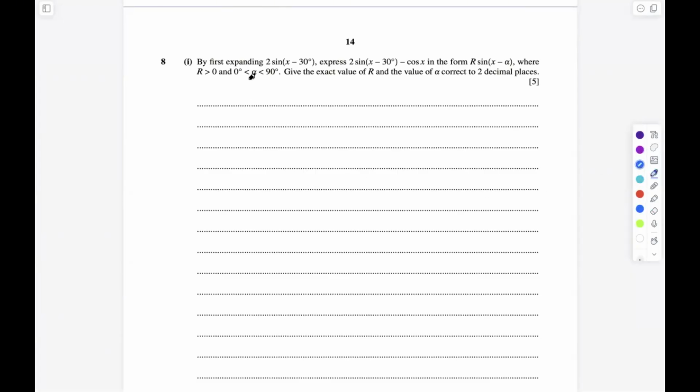In question 8, by first expanding 2 sine of x minus 30, we have to express 2 sine of x minus 30 minus cos x in the form r sine of x minus alpha. So we know that sine of a minus b is given, in short form, as sine a cos b minus cos a sine b. In this case, we have sine of x minus 30, so this will become sine x cos 30 minus cos x sine 30.